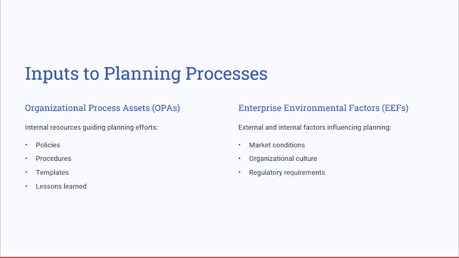To start with the inputs, inputs like OPAs and EEFs are critical for planning. OPAs include internal resources such as templates, policies, and historical data that guide, let's say, the planning efforts. EEFs, on the other hand, are external and internal factors such as market conditions, organizational culture, and regulatory requirements that influence how the plans are developed. Organizing and leveraging these inputs ensures the planning process is tailored and effective.